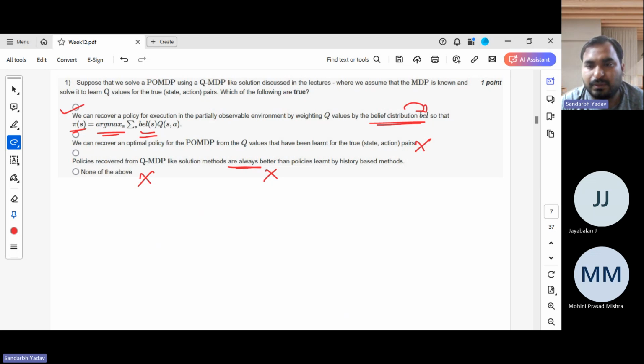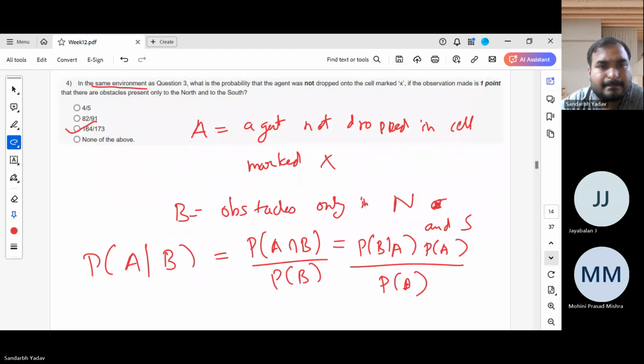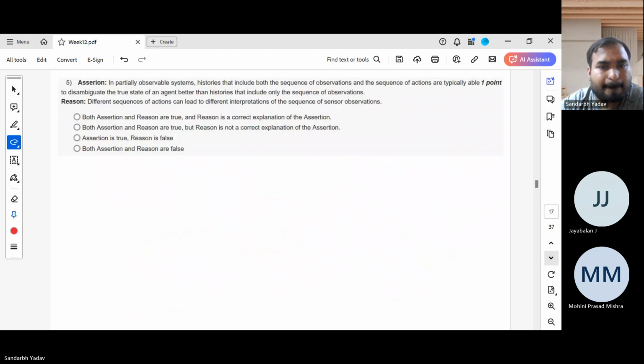Okay. Fine. So now I'll move to the next question. So the last question is: assertion and reason in partially observable systems.